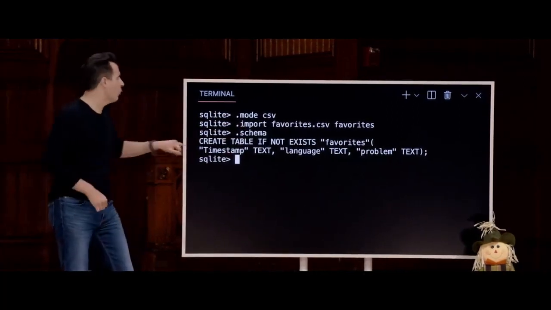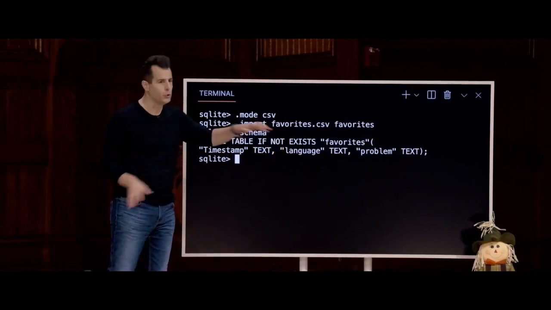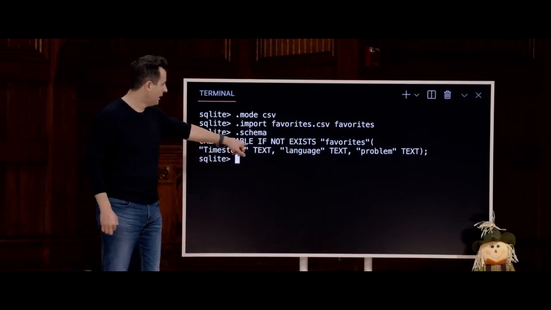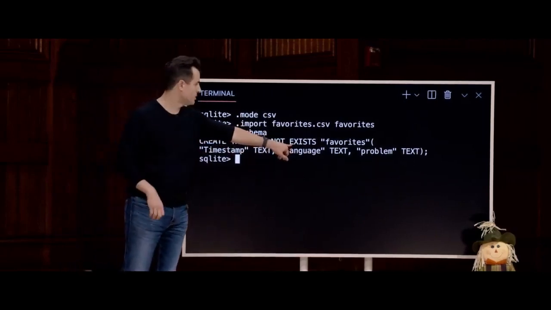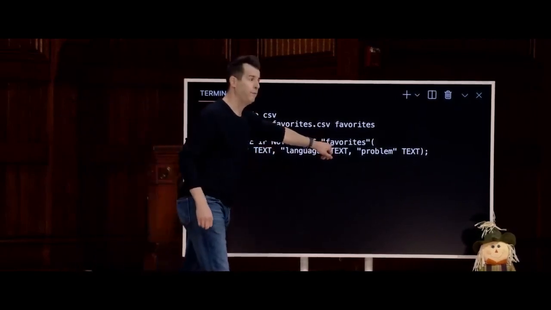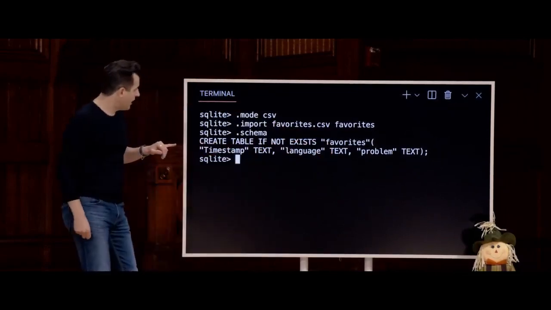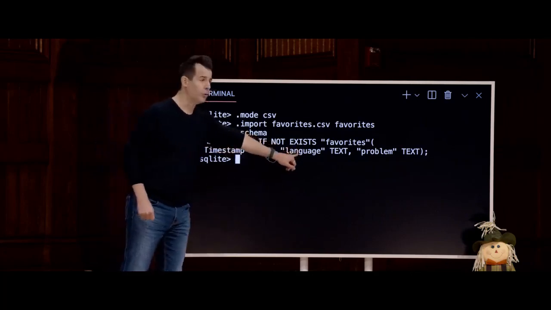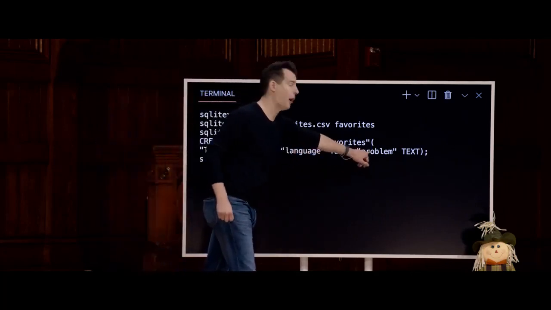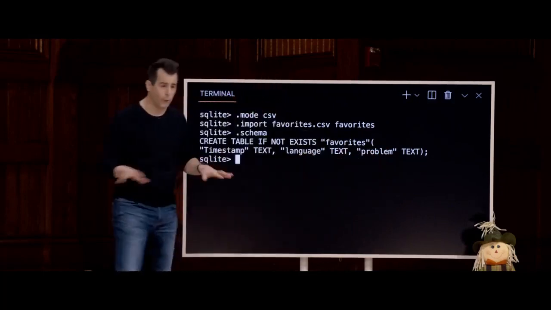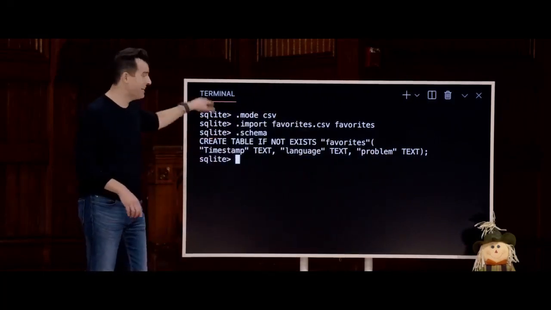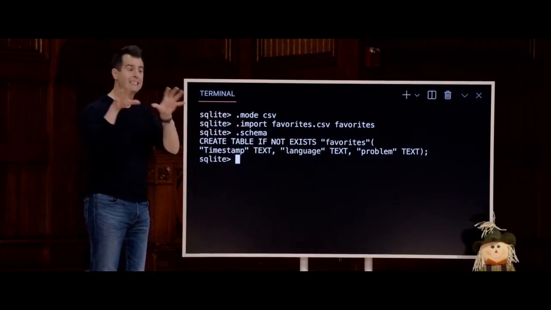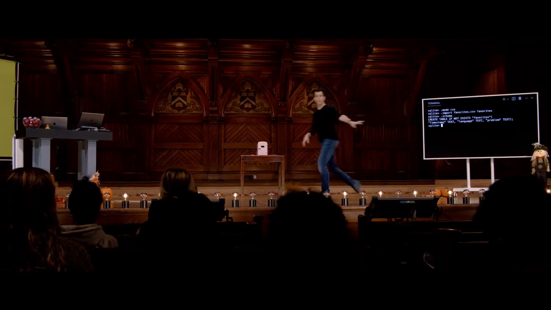Once I get more comfortable with SQL, I could literally type this out myself or use some program to generate that as well. But what it's creating for me is this: create table, if it doesn't exist, even though it's more terse than that, I want to create a table called favorites. And then the columns for that table are going to be timestamp, which is going to be text, comma, language, which is also going to be text, comma, problem, which is also going to be text. That was just inferred very trivially by the .import command to just figure out that, yes, just give me a 3-column database table based on the Google form.